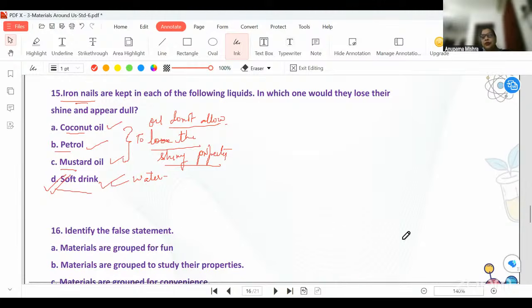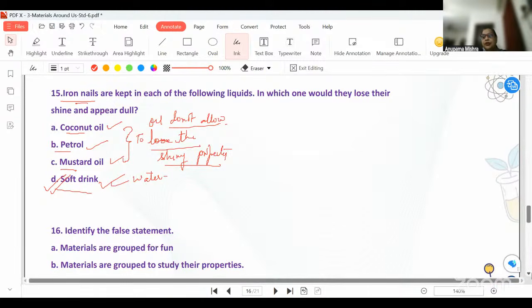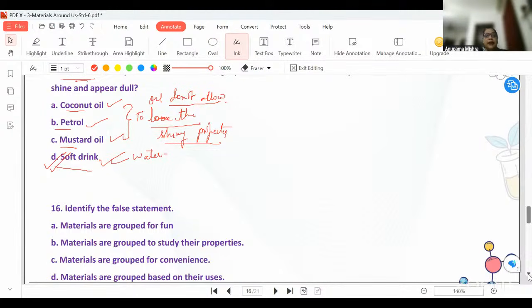Okay, let us come to the next one. That is question number 16. Identify the false statement. Materials are grouped for fun. Materials are grouped to study their properties. Materials are grouped for convenience to find out. Materials are grouped based on their uses.